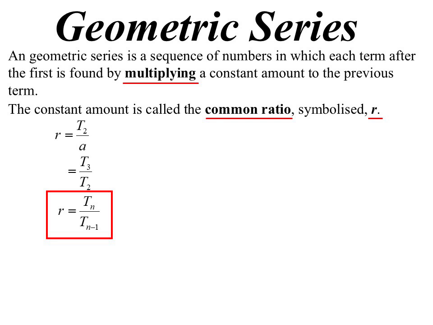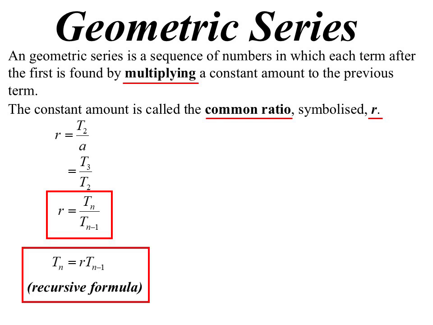But again, this can create a recursive formula. If I make term n the subject, then that would be a recursive formula for a geometric series. Okay, well let's create the general term from that then. So the first term is A. The recursive formula says I'll multiply it by R. So term 2 is AR, then AR squared. Again, the pattern starts emerging. So our general term, AR to the power of n minus 1.